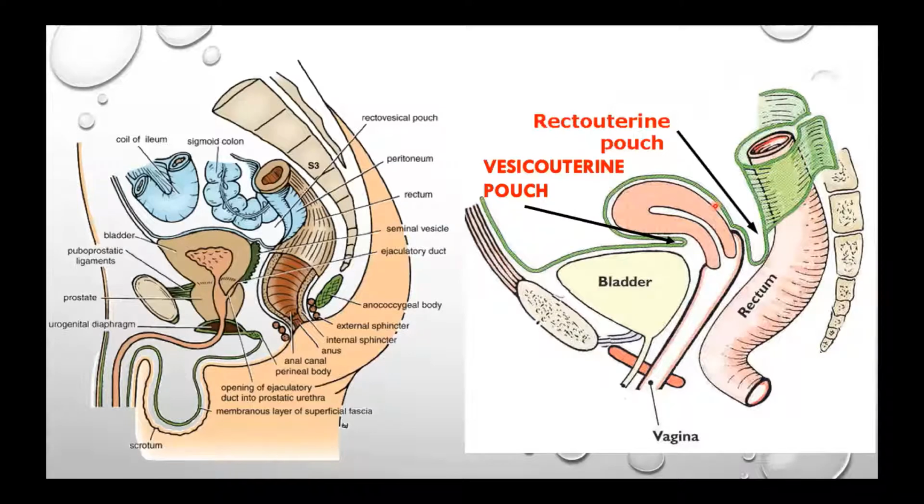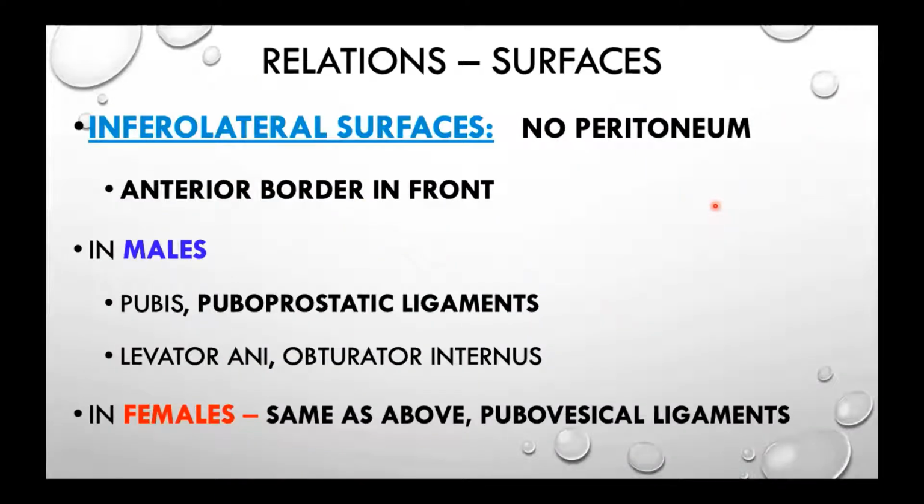Coming to the relations of the inferolateral surfaces. The inferolateral surfaces are completely devoid of peritoneum. There is no peritoneal relation at all, as the bladder is a subperitoneal structure. Both the inferolateral surfaces will meet in the front to form the anterior border.